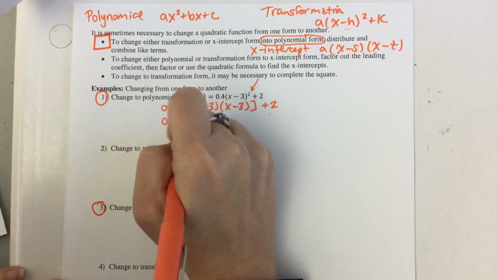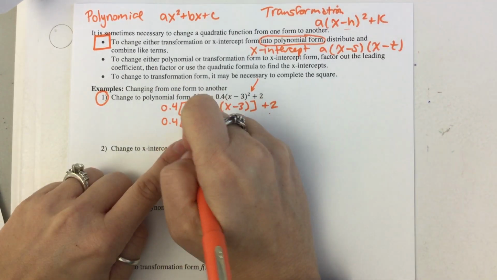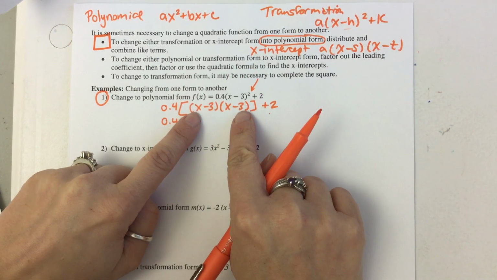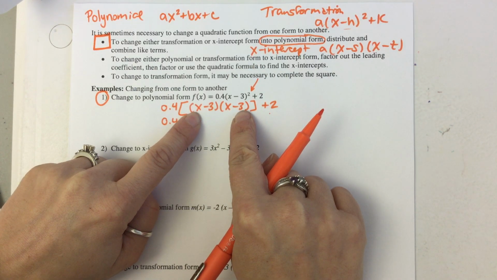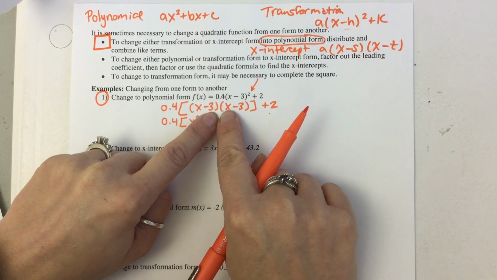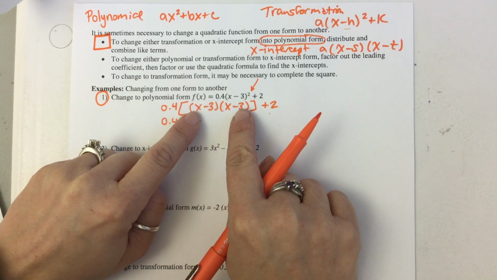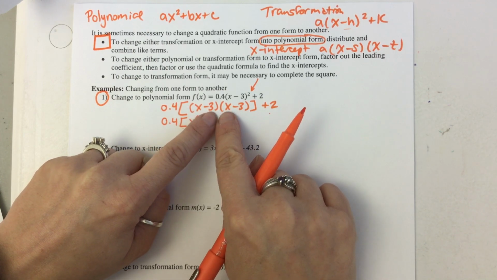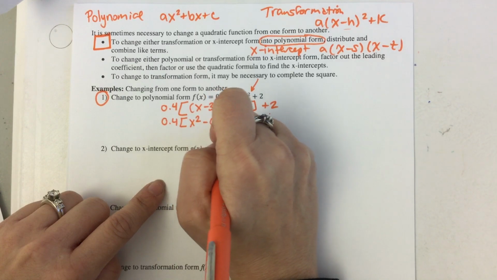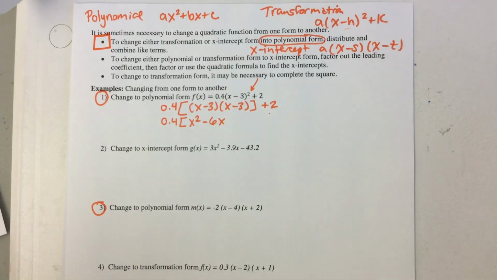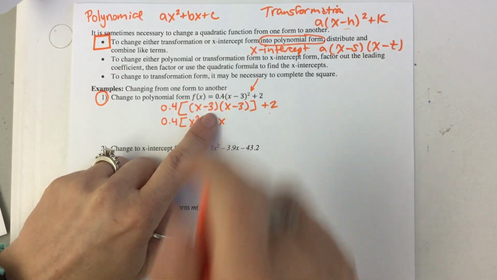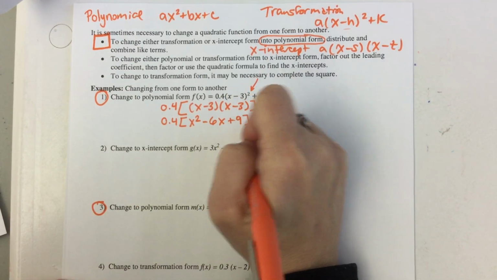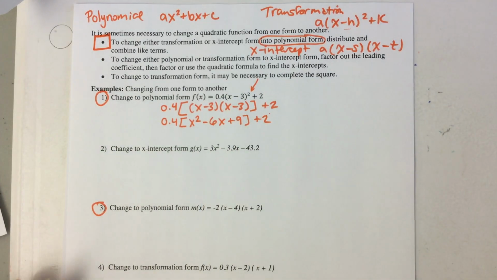So 0.4. x times x is x squared. x times negative 3 is negative 3x. Negative 3 times x is negative 3x. Negative 3x combined with a negative 3x gives me negative 6x if you combine those like terms. Last, negative 3 times negative 3 is a positive 9. So that's what I have at this point.